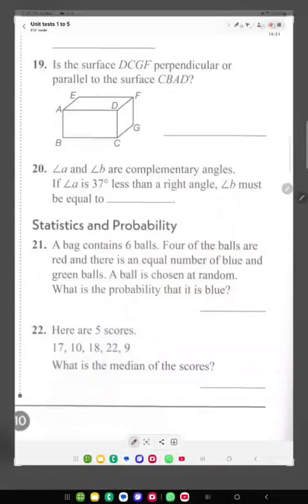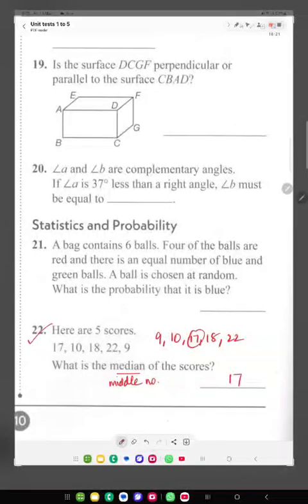Get it? Then one last question in the test is, here are 5 scores and you need to find the median. The most important rule when you find the median is you order the numbers. So 9, 10, 17, 18 and 22. Then you have to pick the middle number. Median is the middle number. That means it's halfway. So the answer is 17.